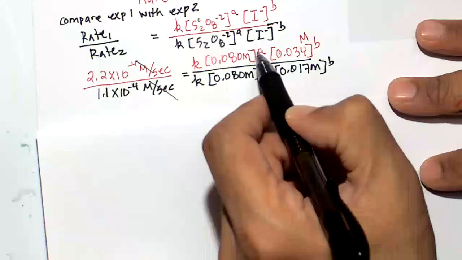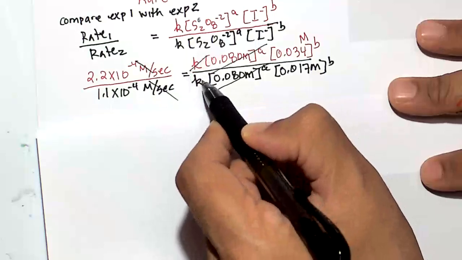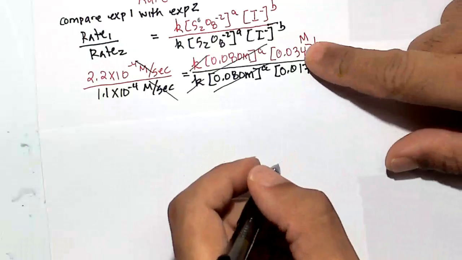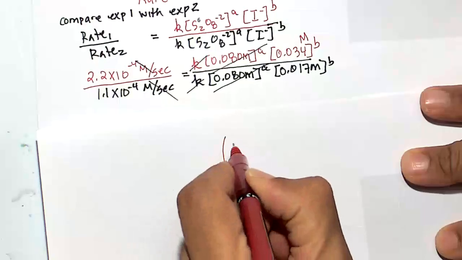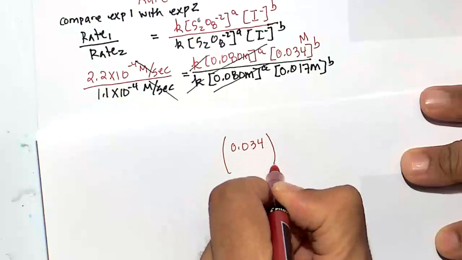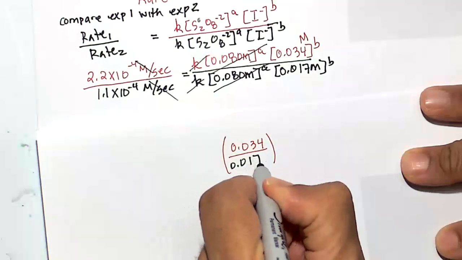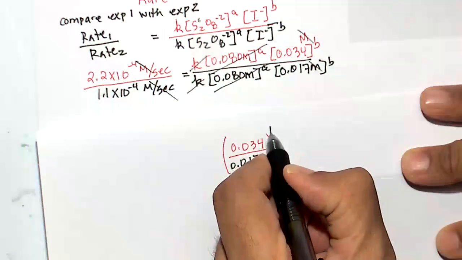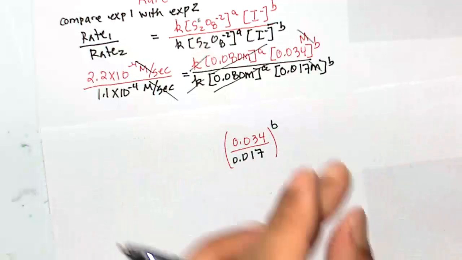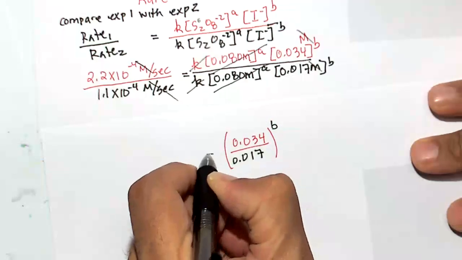And also the 0.08 to the power of A cancels out, and the K's cancel. So this becomes 0.034 divided by 0.017. The M's cancel also, just so you know. That whole thing is raised to the power of B. I just grouped the whole thing to the exponent B.